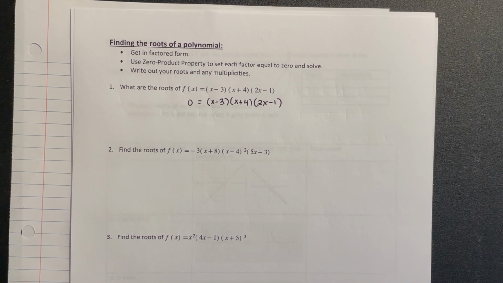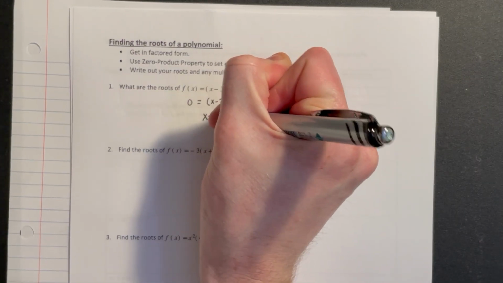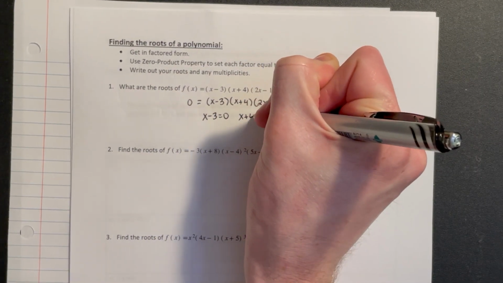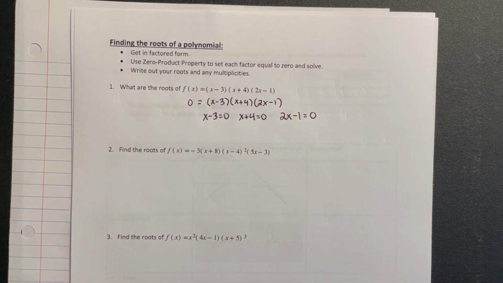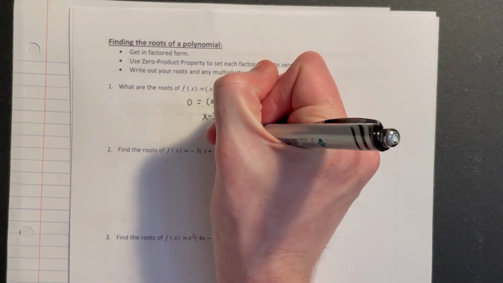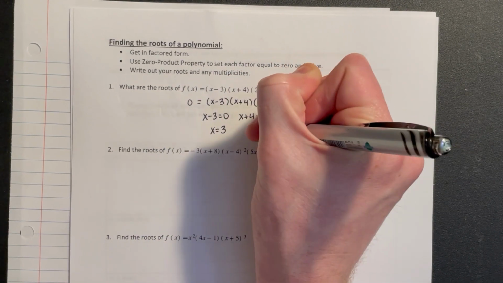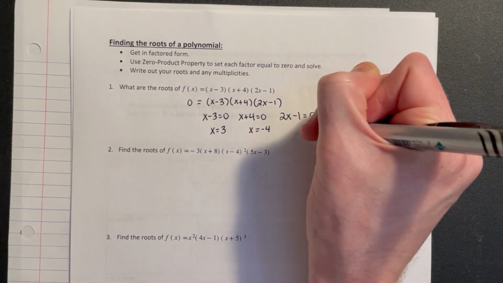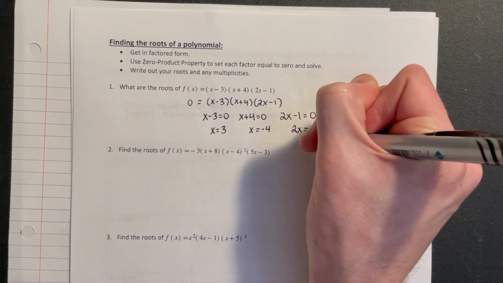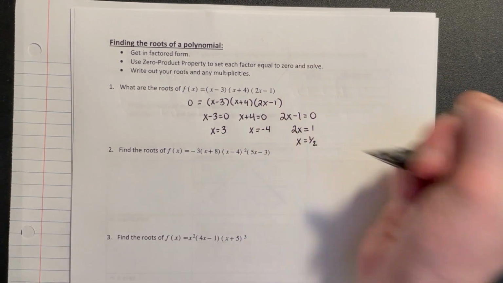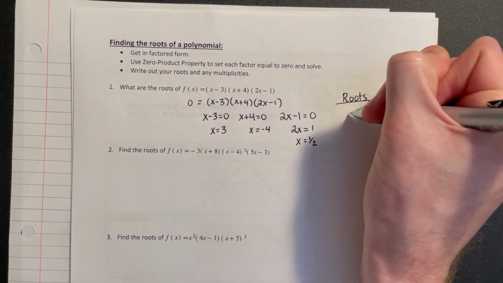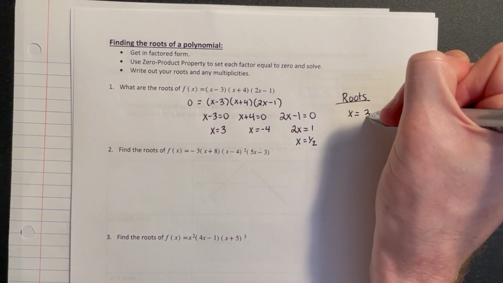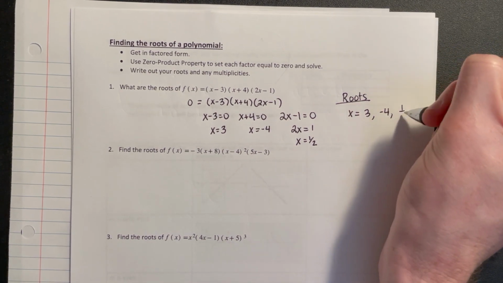then I would set the factors equal to 0, so x minus 3 equals 0, x plus 4 equals 0, and 2x minus 1 equals 0. Once we have those factors, we can set them equal to 0 and solve to get the roots. That means I have a root at 3, another one at -4. We have to do a little bit more solving for the last one, but it's at 1/2. So the roots we can classify are 3, -4, and 1/2.